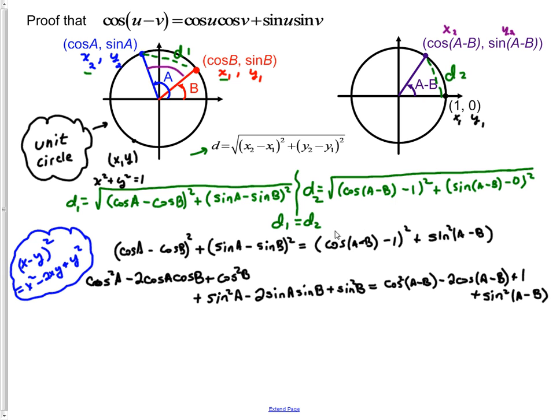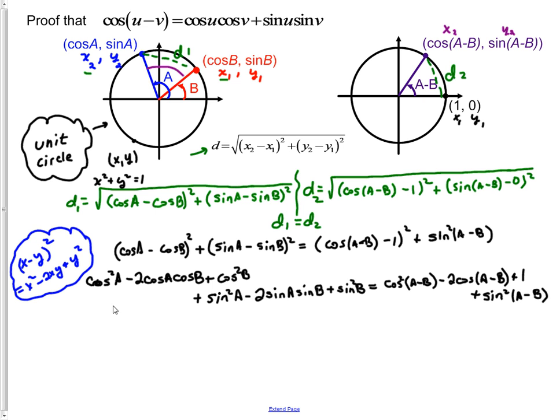So when we multiply this out, cosine squared of A minus B is what we get, minus 2 cosine of A minus B, right? It'd be 2 times 1 times cosine of A minus B, plus 1, plus the square of sine of A minus B from that very last term. Looks like we've got this huge long string of terms. We want to see if we can reduce this down just a little bit. So let's do that right now.